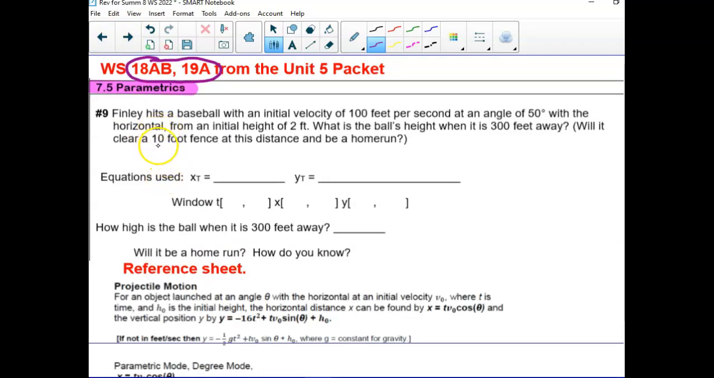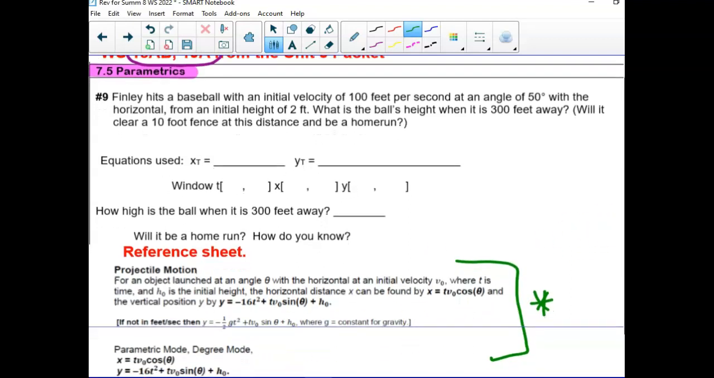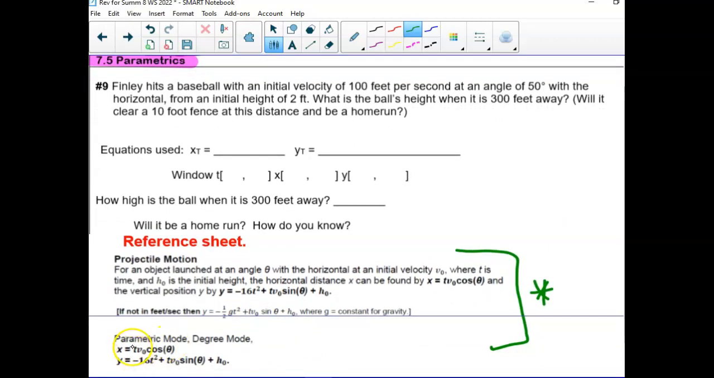The first example I have for you on your reference sheet is a projectile motion question, and that formula is on your reference sheet. Can you guys find it on the reference sheet? Okay. It says for the x, it's t times v sub 0 times the cosine of the angle. Well, 100 feet per second is our initial velocity. An angle of 50 degrees is our theta. An initial height of 2 is h sub 0.